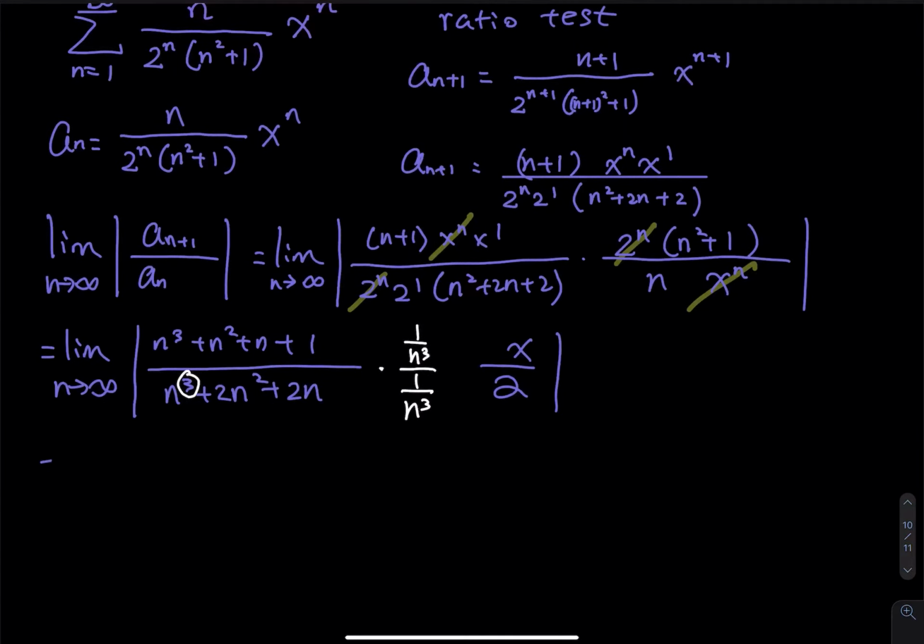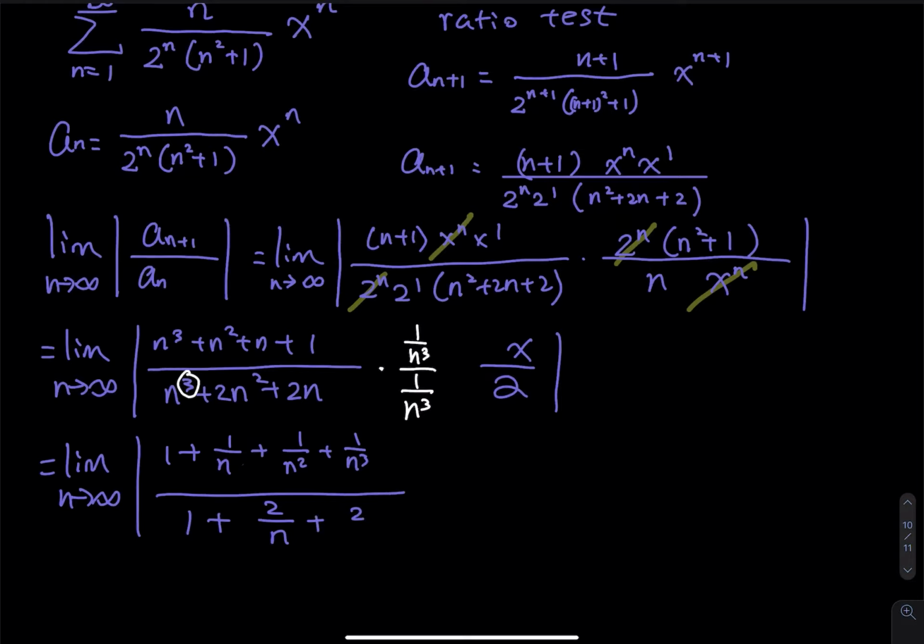So the top, you have the limit as n approaches infinity of 1 plus 1 divided by n, plus 1 divided by n squared, plus 1 divided by n to the third, divided by 1 plus 2 divided by n plus 2 divided by n squared. All the fractions become 0, times x divided by 2. So you have a 1 times the absolute value of x divided by 2, right? The 2 is always positive. You don't need to wrap the 2 by absolute value. That must be less than 1.